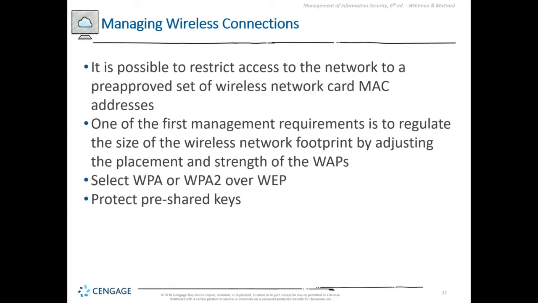Now, it's also possible to restrict access to the network to a pre-approved set of wireless network MAC cards or MAC addresses. Now, one of the first requirements to regulate the size of a wireless network, their footprint, is by adjusting the placement and the strengths of the wireless access points. You want to select the WPA or WPA2 over the WEP, and also protect pre-shared keys.